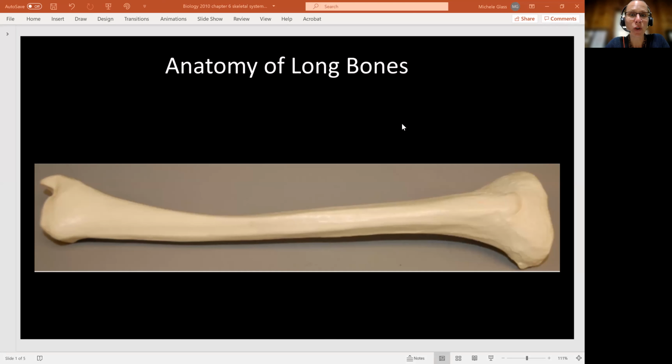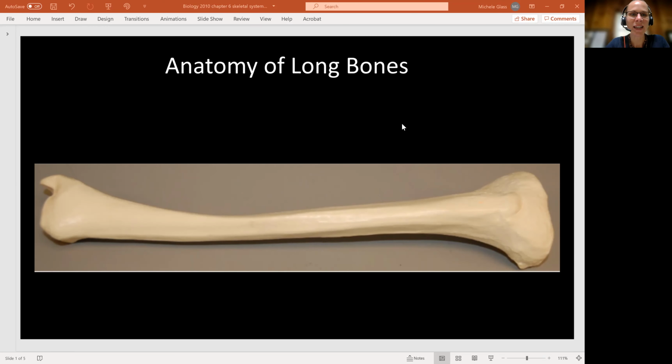And here we're looking at the gross or large-scale anatomy of the long bone. So I have a photograph here of a model from our lab. Hopefully you are recognizing this as the tibia. The tibia, remember, is the medial bone of the leg. And the leg, remember, anatomically goes from the knee to the ankle.